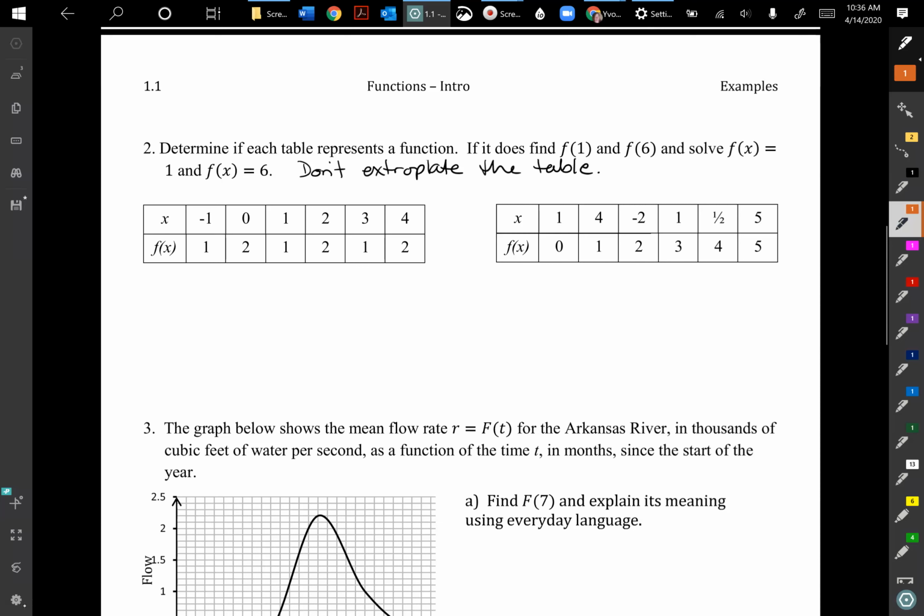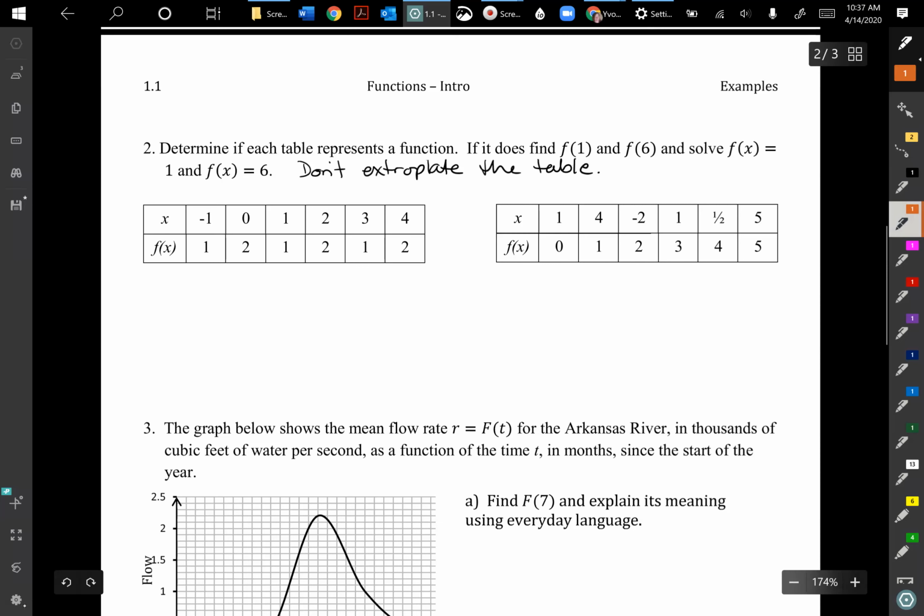So for the first one, we have our domain of x's is -1, 0, 1, 2, 3, 4. Our outputs of f of x, our range, is 1, 2, 1, 2, 1, 2. So again, like I said, it's tempting to want to extrapolate that, but don't. So we're restricted to this domain. Okay, so I did not write that. I could write what our domain is to be sure.